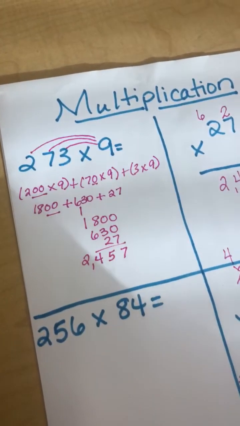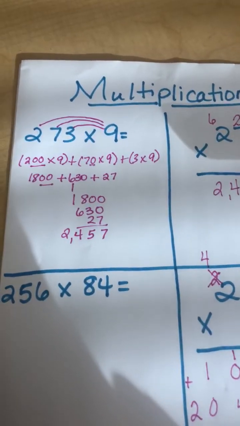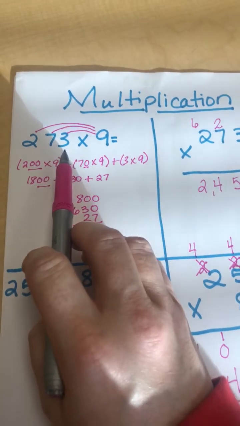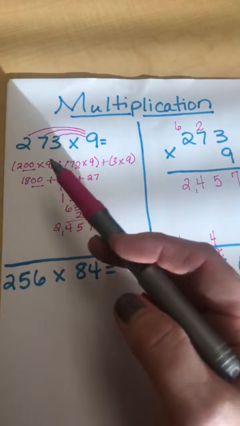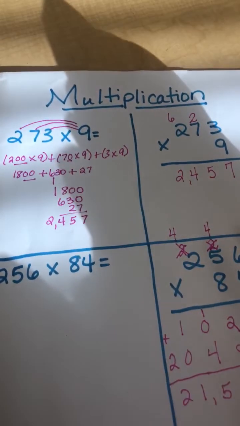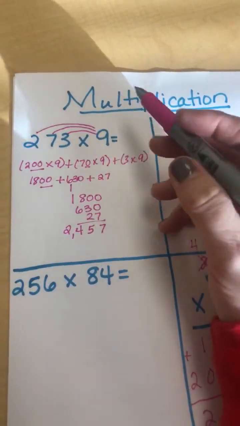This is actually not a more complicated way. It is very easy for the students. They know this is worth 200, they know that's worth 70, and they know that's worth 3. They don't have to worry about regrouping to make those numbers worth what they're worth. They don't have to worry about place value. They only need to be able to do mental math.